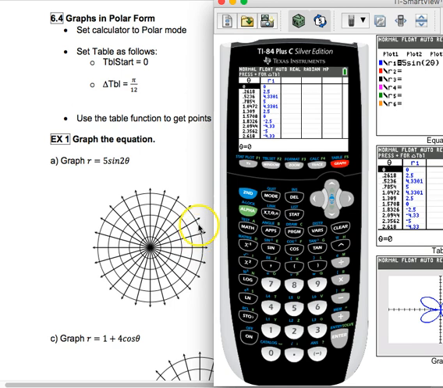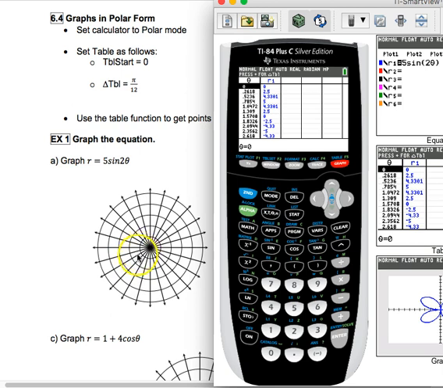So 1 pi over 12, 2 pi over 12, 3 pi over 12, 4 pi over 12, 5 pi over 12, 6 pi over 12 is pi over 2, and you can see how that continues. So that's why I set the table that way, because that's how our graph was set up.